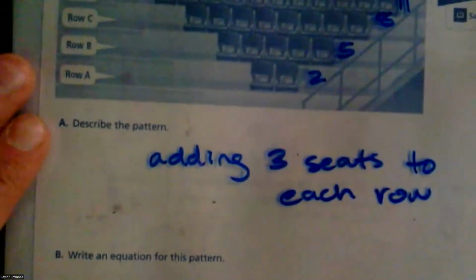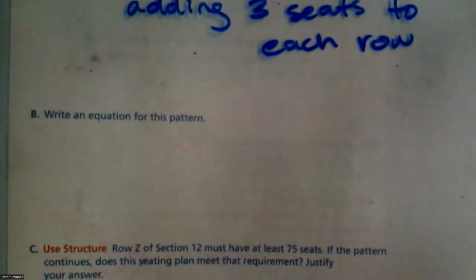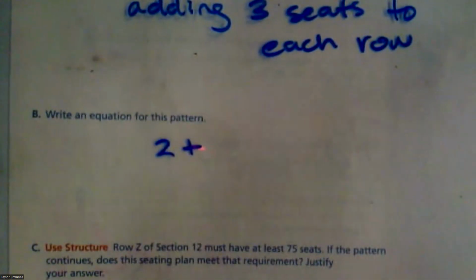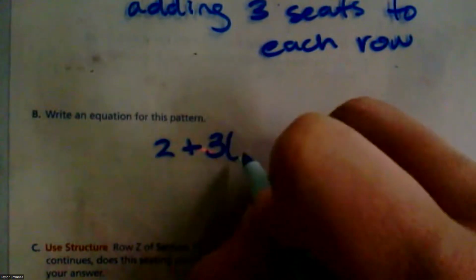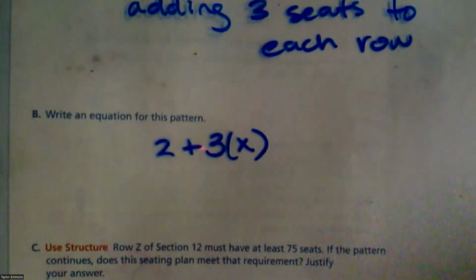Okay, on the next one, we're writing an equation for this pattern. So how many did we start with initially? 2. And we're adding how many to each row? Okay, so we're adding 3 to each row. And you said 3x. What does that x represent? Not the amount of seats. A seat.